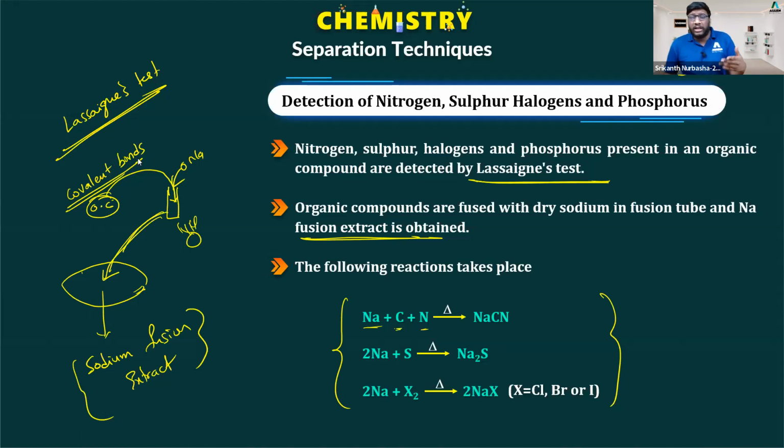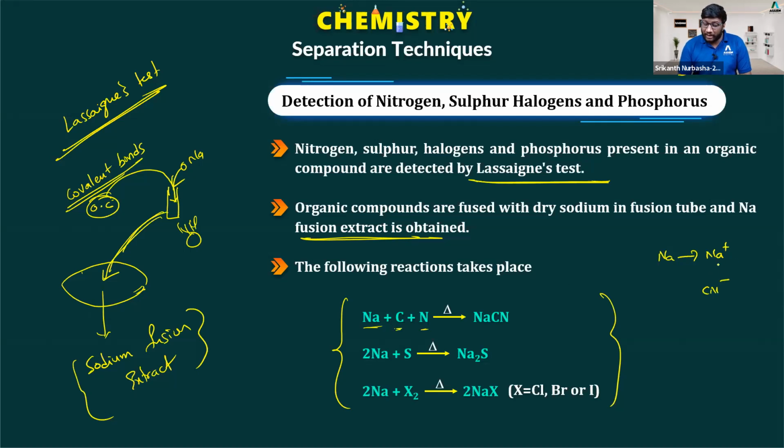A covalent bond is obtained by the sharing of electrons, as per the basic definition. Sharing of electrons means overlapping of atomic orbitals or hybrid orbitals is happening. Understand this point: the nitrogen, sulfur or halogen present in the organic compound, to that we are adding sodium and heating it and preparing sodium extract. Why are we doing all this? The nitrogen, halogen or sulfur which was involved in covalent bonding has been taken out as an ionic species. Understand this, because sodium has a great tendency to form Na plus ion. The carbon in the organic compound and nitrogen are now released as CN minus ion.